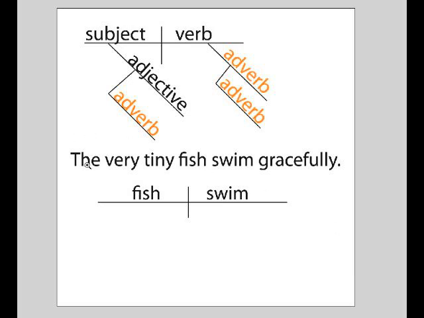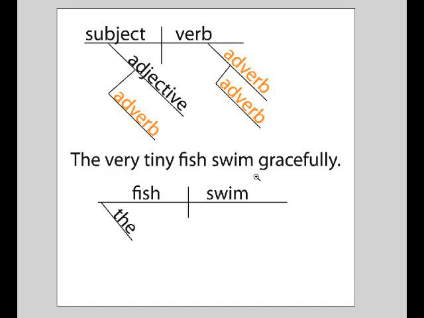Now let's go back over here and start with the first word in the sentence, the. The is telling us more about fish. So it's an adjective and it comes underneath the noun that it modifies. The is an adjective modifying fish. The next word in this sentence is very.